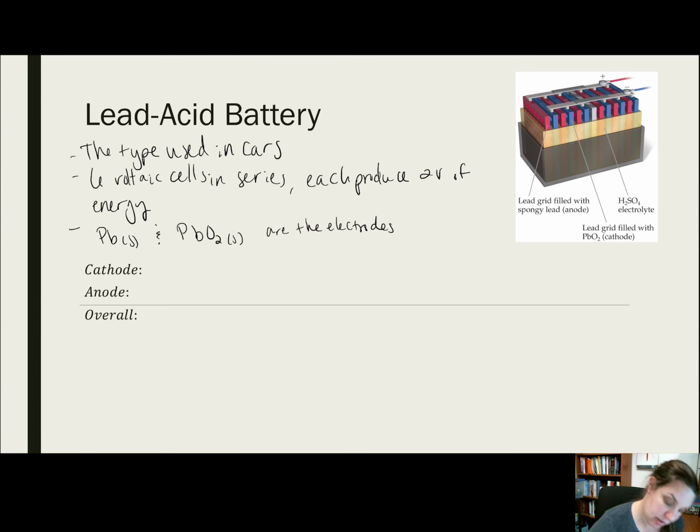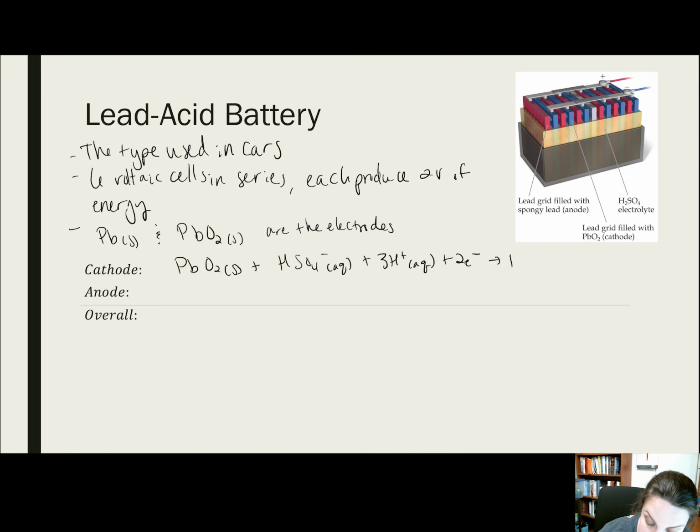Our cathode can be written as lead oxide reacts with HSO4 minus, which is why it's a lead-acid battery, plus 3H plus and 2 electrons, producing lead sulfate and water. So this is why you don't want to get battery acid on you. When they talk about battery acid, they're actually talking about acid, like we know.